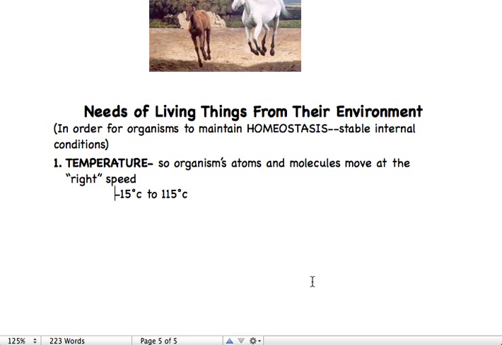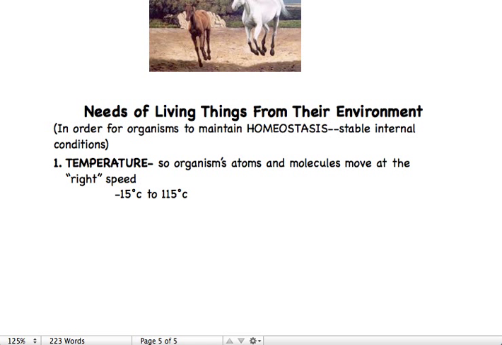115 degrees Celsius is 239 degrees Fahrenheit, which is quite warm, but there are organisms like near the thermal vents in the bottom of the ocean that do live at those conditions, and we'll talk about that a little bit next week. Okay, so we have temperature.